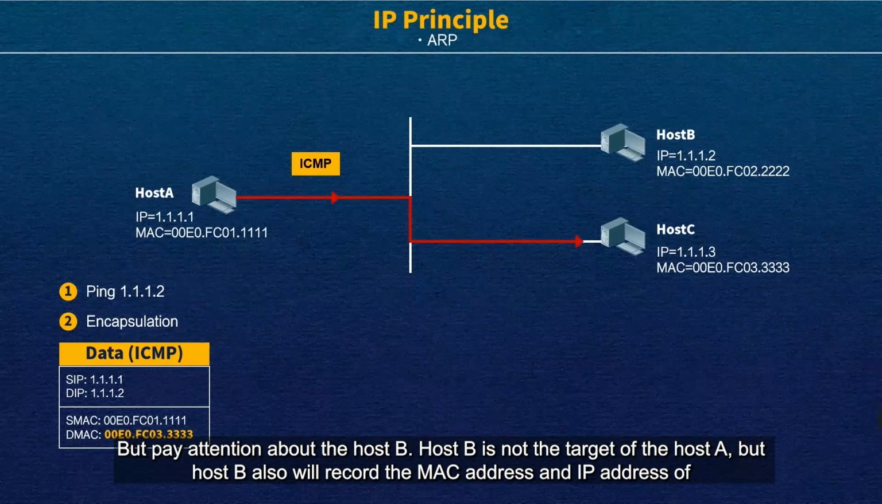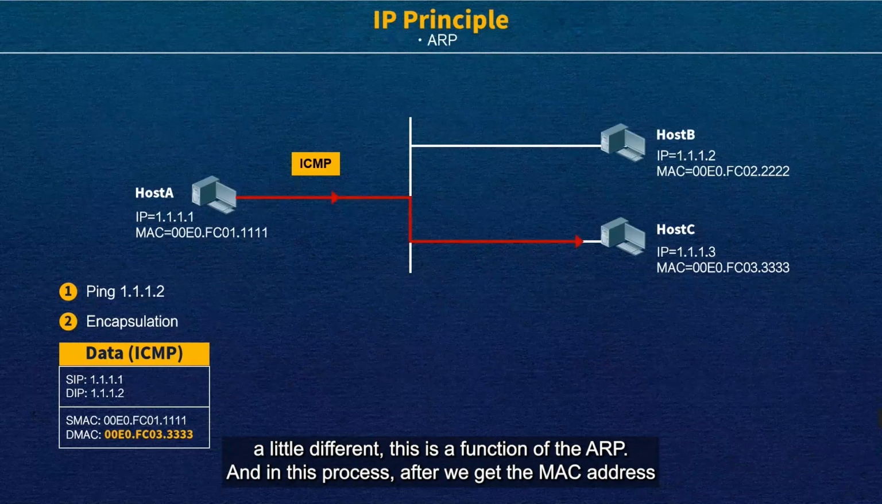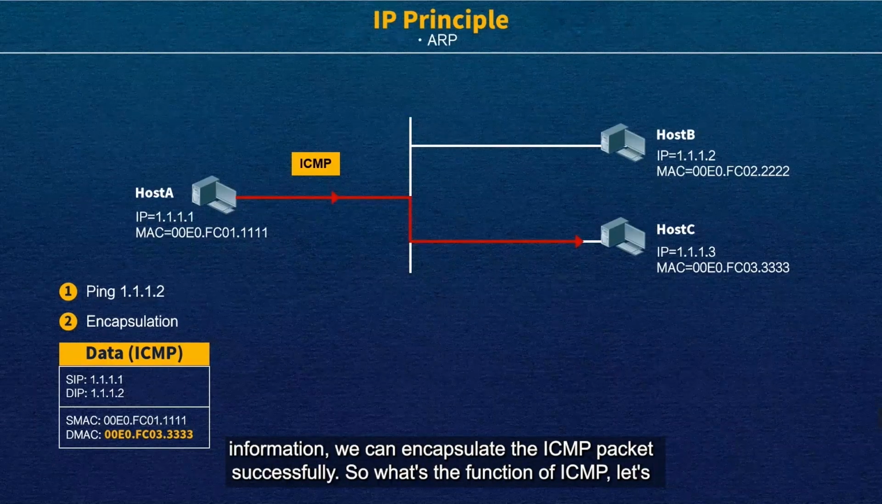But pay attention to host B. Host B is not the target of host A, but host B will also record the MAC address and IP address of host A into the ARP table, because next time I can directly use this information. So these are a little different. This is the function of ARP. And in this process, after we get the MAC address information, we can encapsulate the ICMP packets successfully.